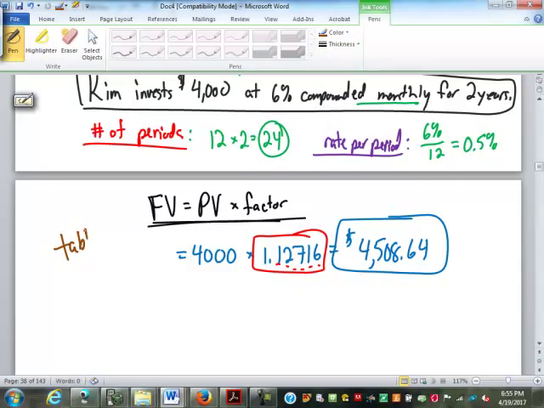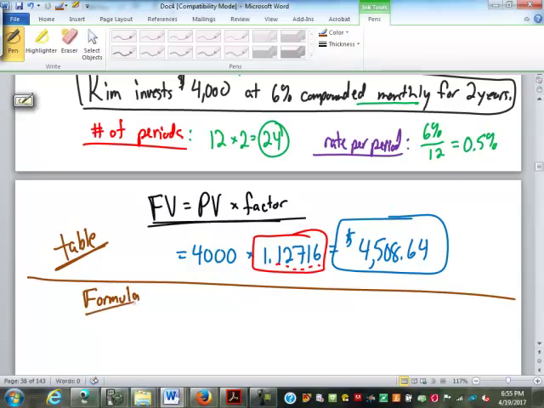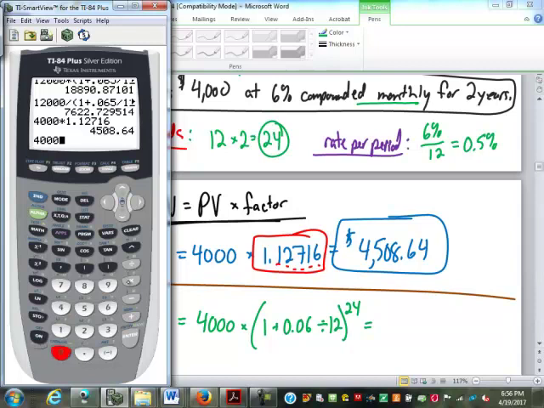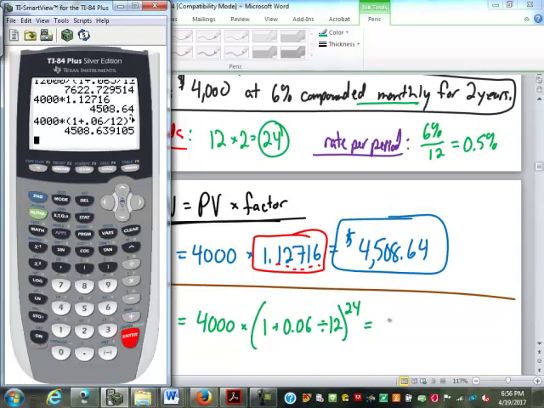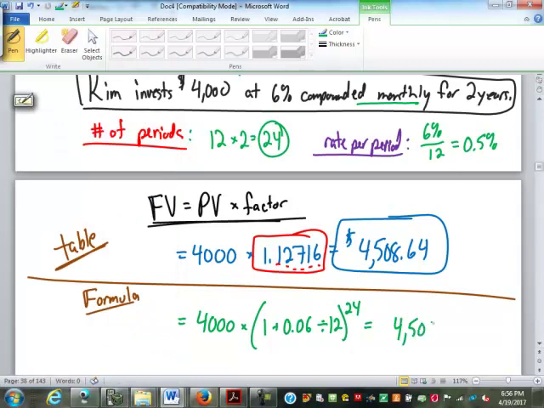This was with the table here. Let's check it with the formula. So 4,000 times 1 plus 0.06 divided by 12 to the power of 24. $4,508.64. So it comes out to be exactly the same. So like I said, for this one, not going to be very far off.